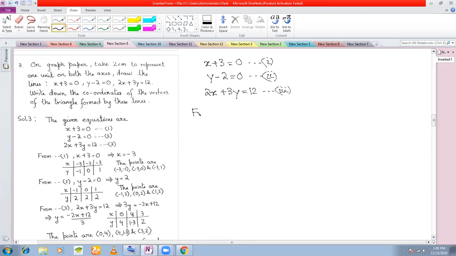We are going to find points on the first line. Now, whenever you see that an equation does not have an x or does not have a y, for example, in 1, you don't have a y, you only find x. So you get x is equal to -3. Okay. So now what can be the points?